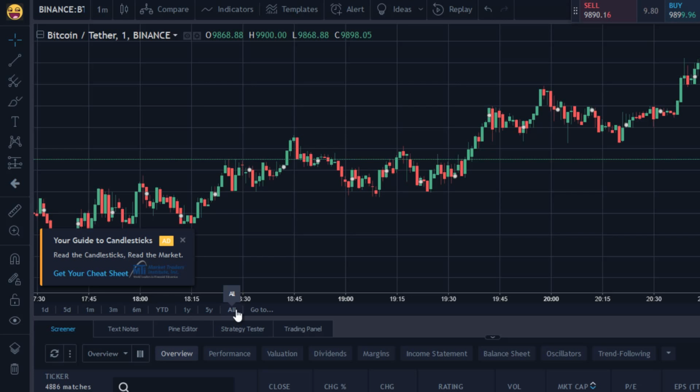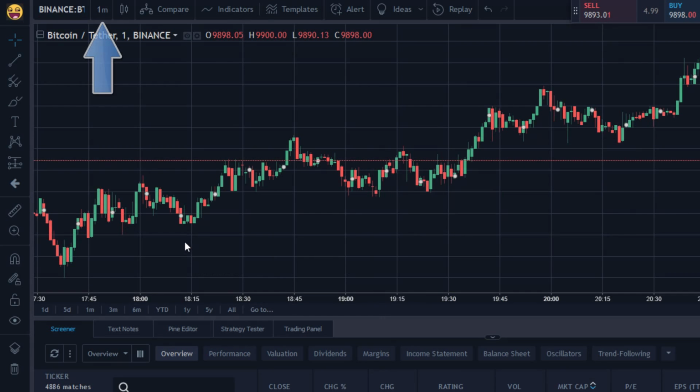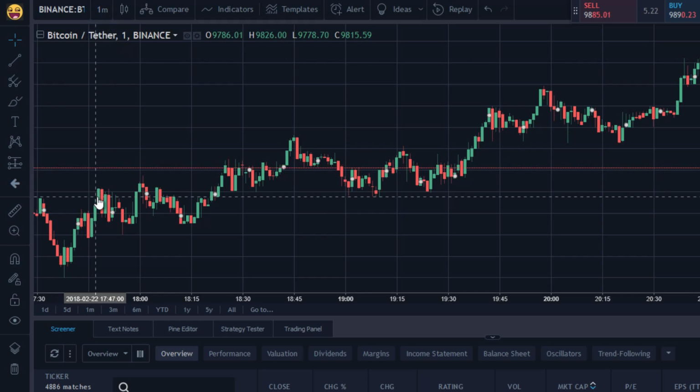When I'm talking about candles' time periods, what I mean is that each fully formed candle represents the price action of a specific time period. Here you can see I'm logged into TradingView, and up in the top corner we can see the time period of the chart. This chart says 1 minute. That means each candle within this chart represents 1 minute of time.